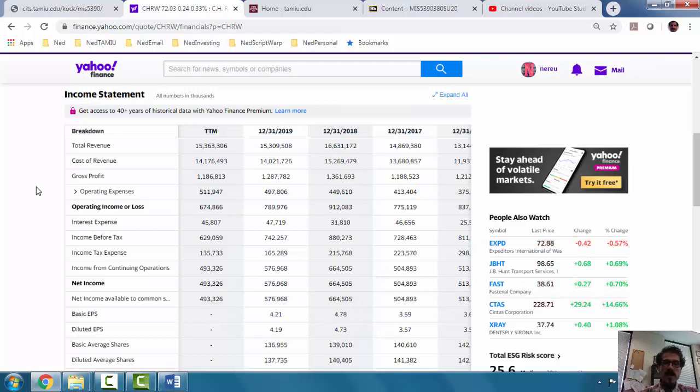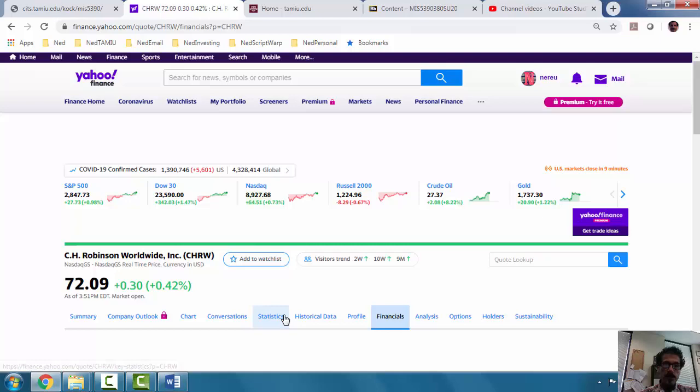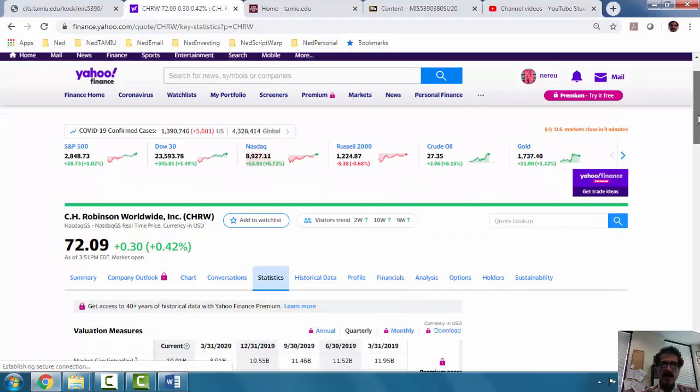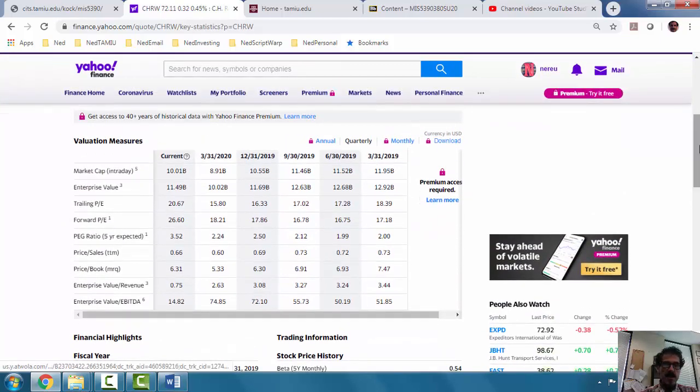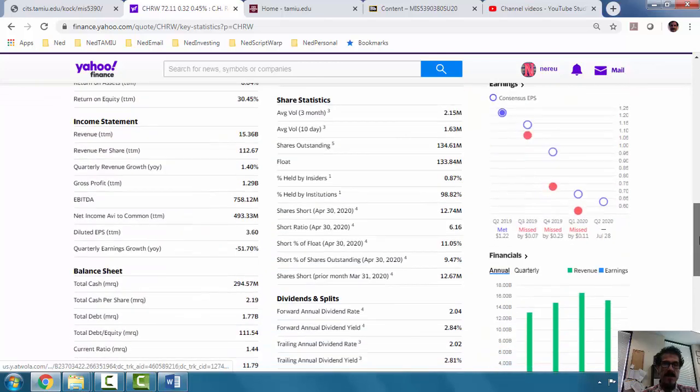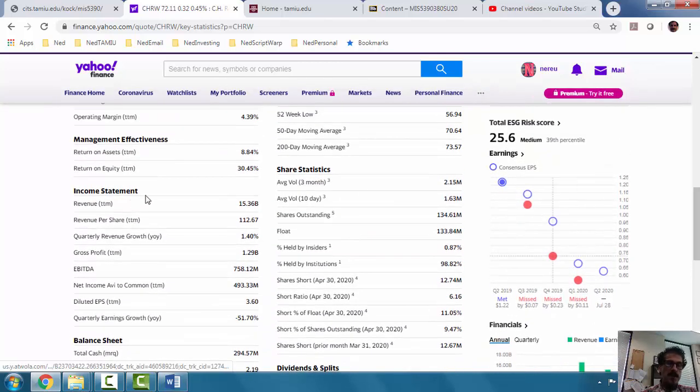One important thing is, remember that I asked you that in year 10 you should have revenues of $1 billion. If we go here to statistics, you have some statistics including yearly revenues for Sage Robinson's $15 billion. So now one important thing, and it's a mistake that I've seen students doing in the past.